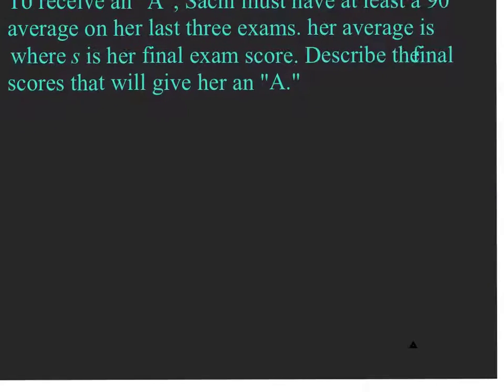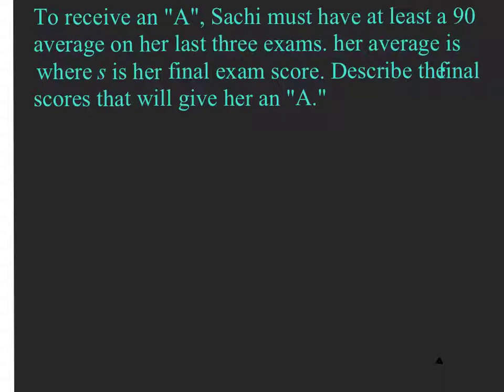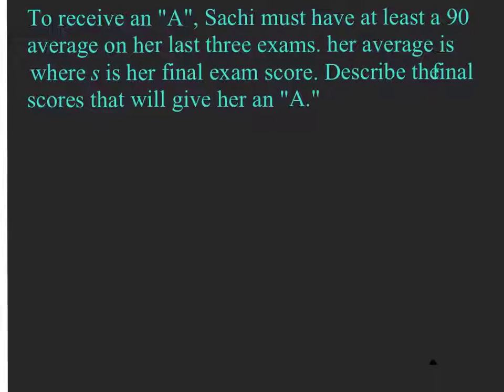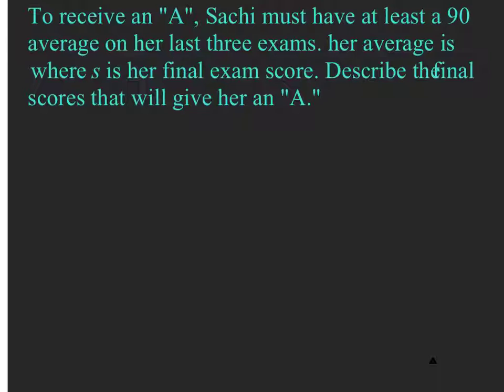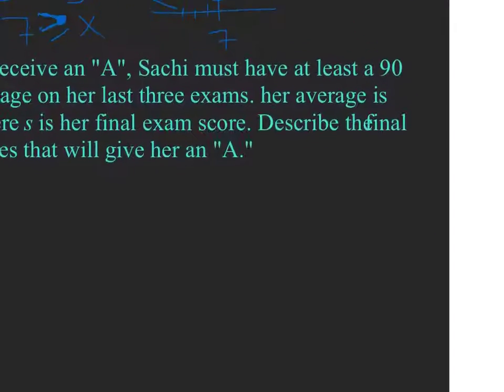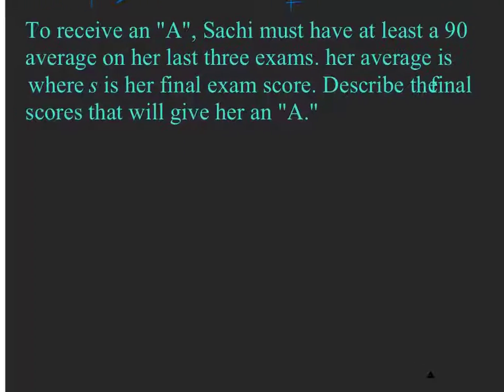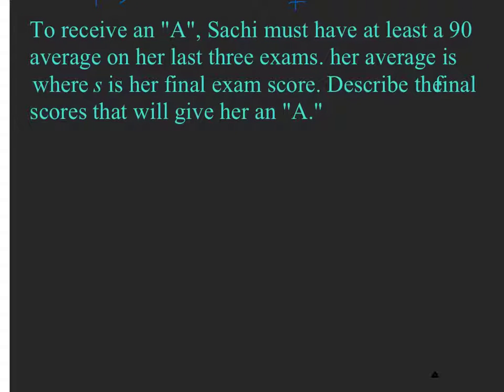That doesn't make sense. Okay. Describe the final scores that will give her an A. Okay, I'm guessing something went wrong here, but let's just think about this. So she's taken 3 exams. Oops, sorry. She's taken 3 exams, and she already has a 90. Oh my goodness, I think part of the problem is missing. Huh.